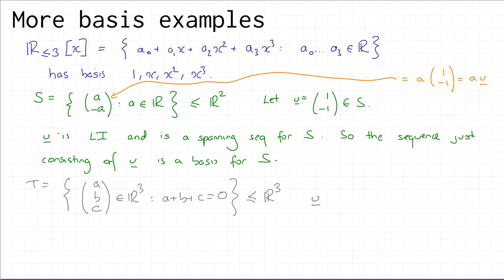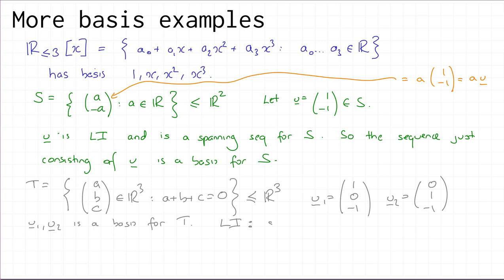Now there are 2 special elements in here: u1, I'm going to call this (1, 0, minus 1), and u2 is going to be (0, 1, minus 1). And I claim the sequence u1, u2 is a basis for T. So let's do linear independence. Let's just show that u1 and u2 is linearly independent to begin with. So for linear independence, what do I have to do? I've got to show that if a linear combination of u1 and u2 is the 0 vector, then actually the coefficients in that linear combination were both 0.